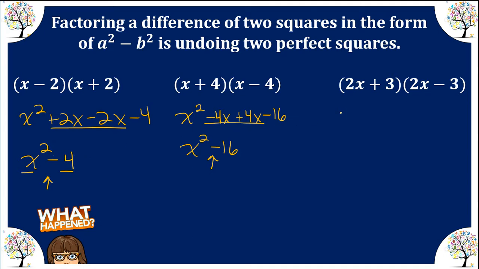Our last example, 2x plus 3 times 2x minus 3. The result is the difference of two squares. We have a quadratic term that's a perfect square, a constant term that's perfect, and our operator is minus. We must have subtract in order to have a difference of two squares. Difference, subtraction.